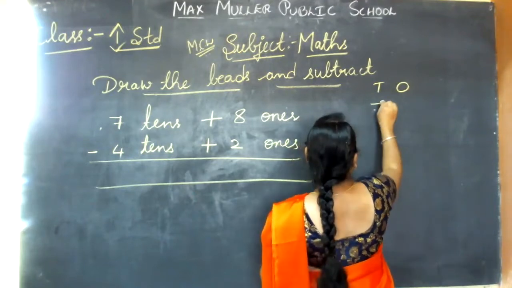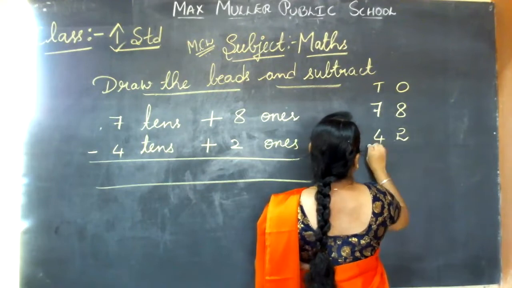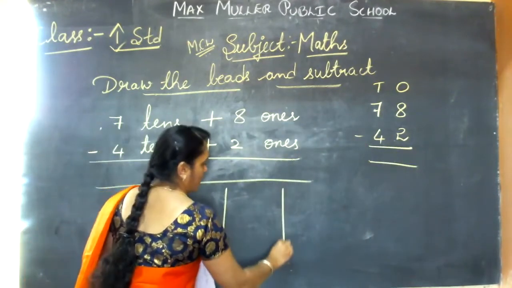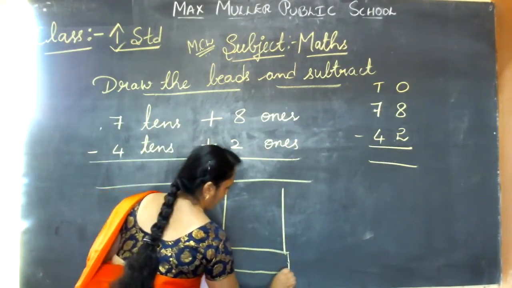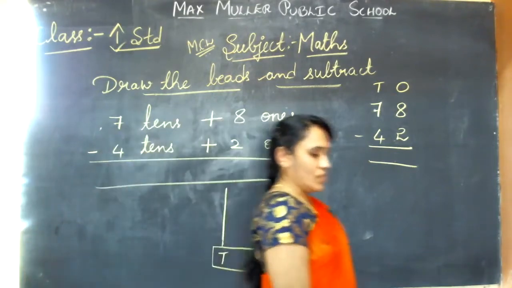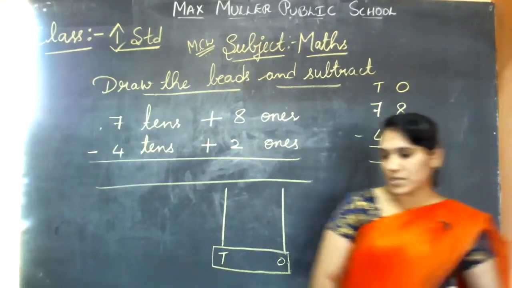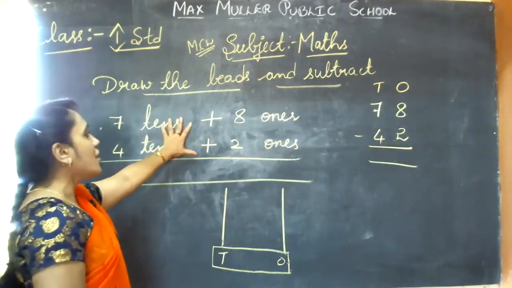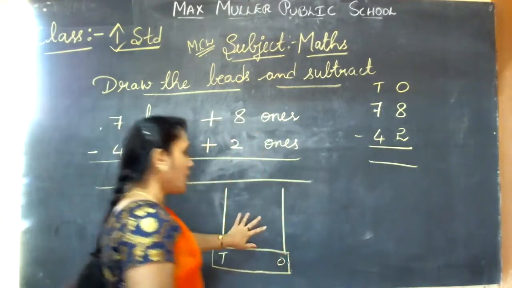Second step. Here. So, how to do? We first read the heading: draw the beads and subtract. Have you understood the heading? Then in this sum, you will be having 3 steps. This is the first step, second, and here the third step.